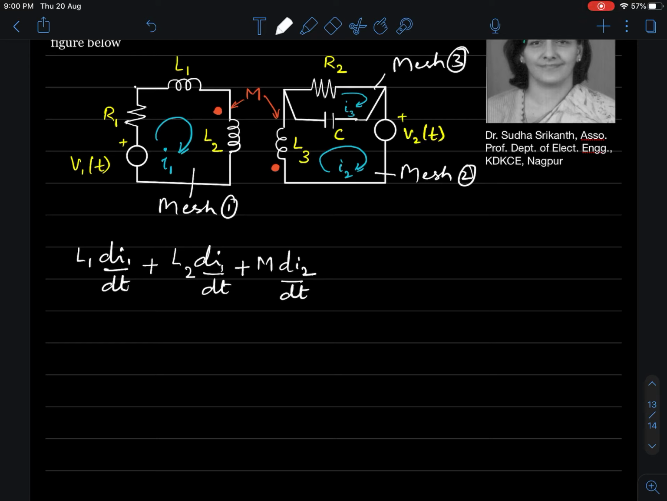So we have finished with L2. We have taken the self-induced EMF and the mutually induced EMF. Then we come back to the source. Encountering the negative sign, minus V1 of t, plus R1 into I1 of t, which is equal to 0. This is the equation.